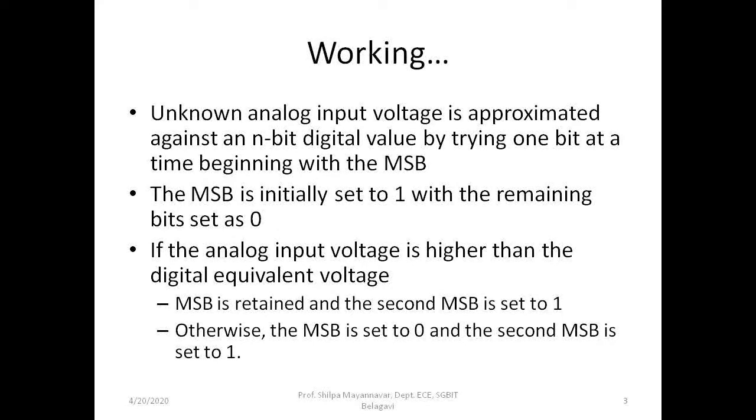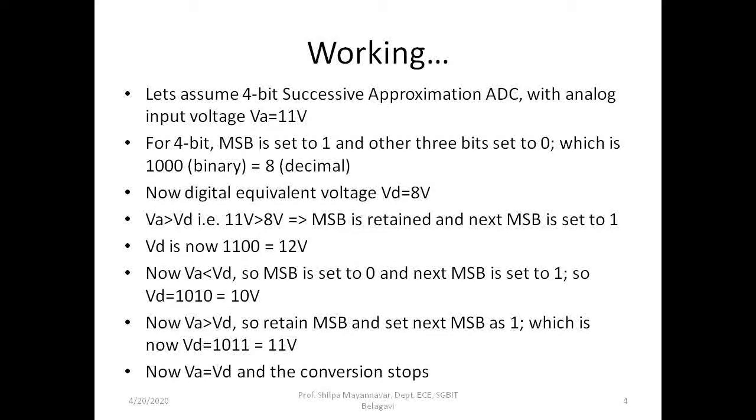Otherwise, if the analog input voltage is less than the digital equivalent voltage, the MSB is set to 0 and the second MSB, that is the subsequent MSB, is set to 1. In this way, the comparison is made to decide whether to retain or reset the second MSB. This can be explained with the help of an example.